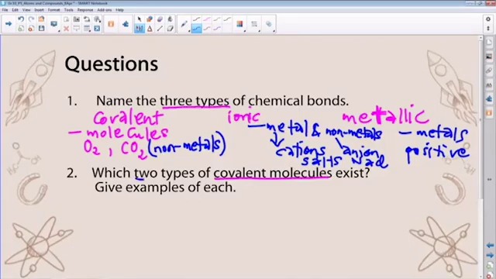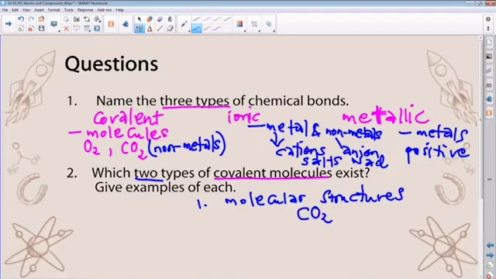Then the two types of covalent molecules that we discussed today are the molecular structures. Molecular structures are covalent, most definitely. An example of such structures is carbon dioxide. When carbon bonds with oxygen, that's typically what happens. Now, this is a molecular structure due to shared valence electrons.